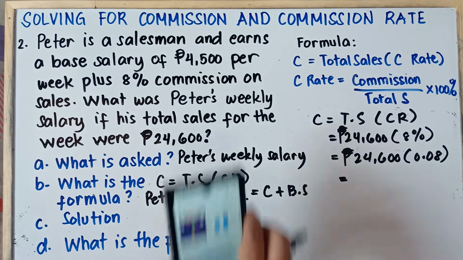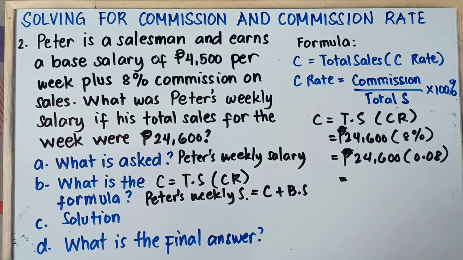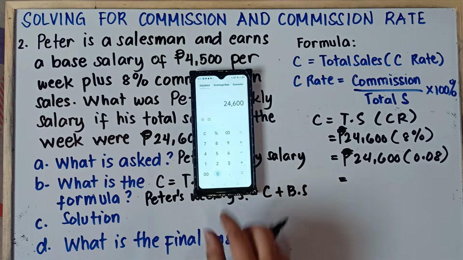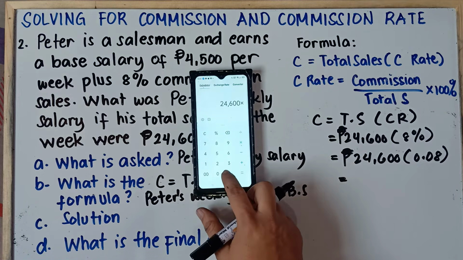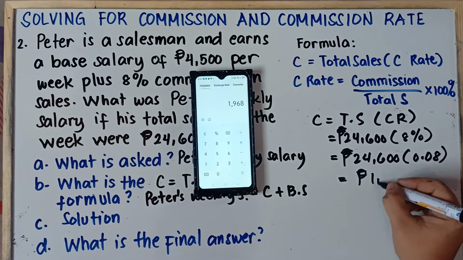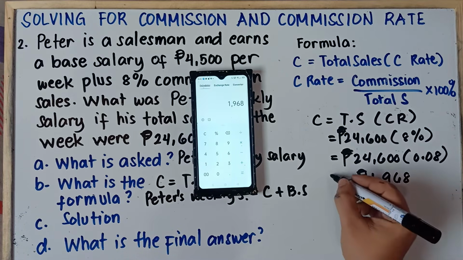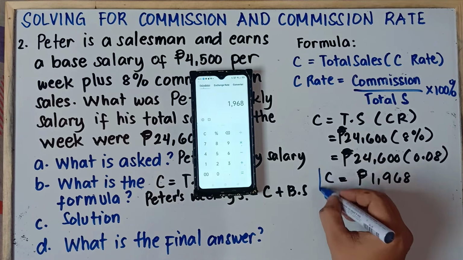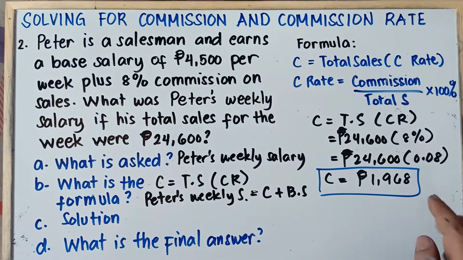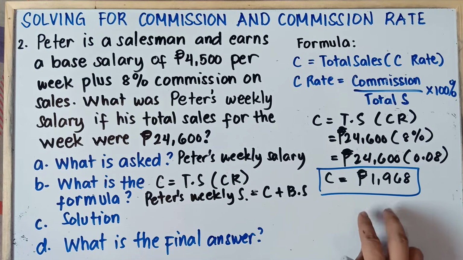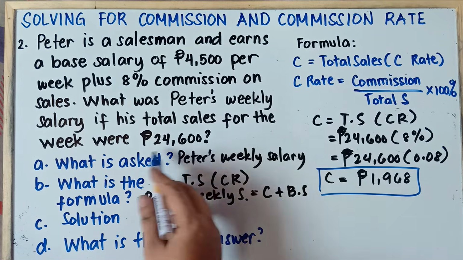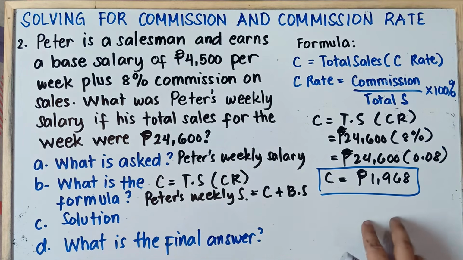So, this will be 24,600 times 0.08. The answer, class, is 1,968. The commission, class, is 1,968. Once again, class, this is not yet the final answer, because this is just the commission of Peter's weekly salary if the total sales is 24,600 pesos. This is just the commission, class.